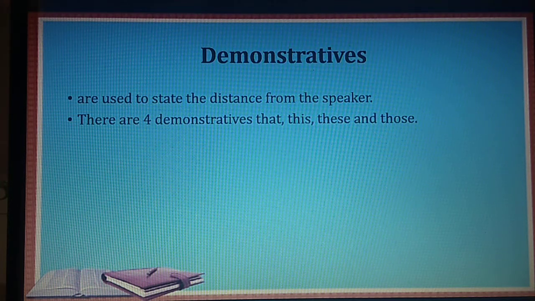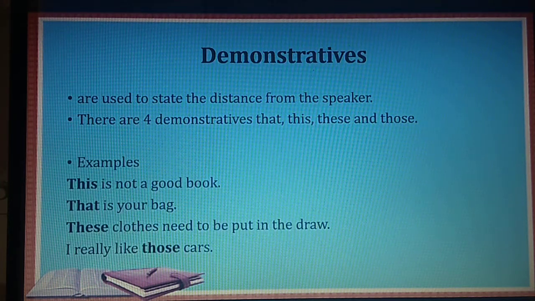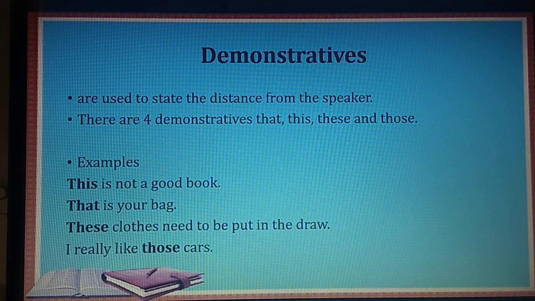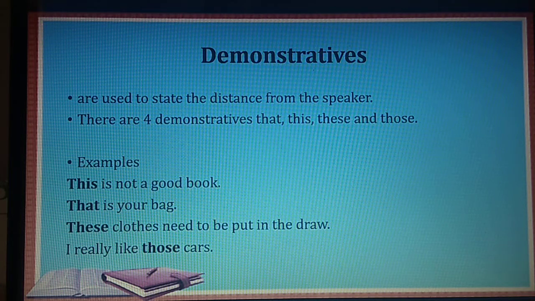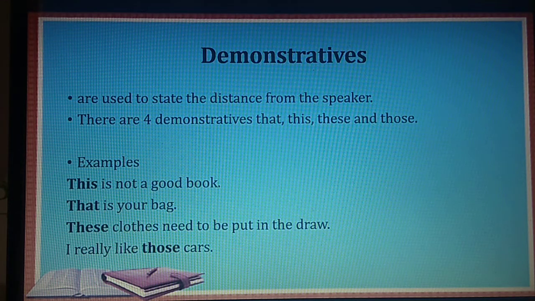So here I have an example saying, this is not a good book. So I am talking about the book. This book, why? Because it is very near to me. It is singular. So I am using this as a demonstrative determiner. That is your bag. Bag is singular and it might be very far away. So I am using that as a demonstrative determiner.